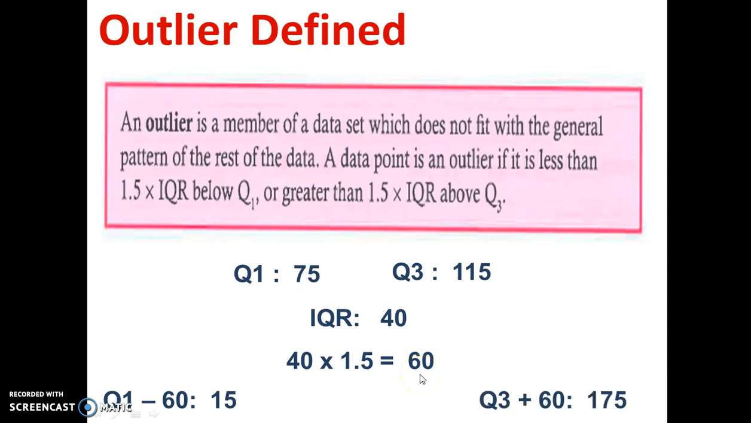Now let's go on the high end. On the high end, we have Q3. So we take that 60 number, we add it to Q3, and Q3 is 115. So now we get 175. So anything beyond 175 is considered an outlier. So I hope that simple example there shows you how to calculate where outliers are.